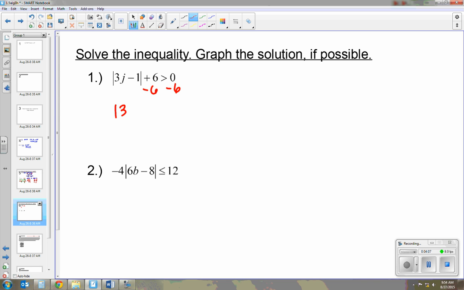So the absolute value of 3j minus 1 is greater than negative 6. Now we have to be really careful when we see a negative. Remember, absolute value always has to be a positive number. So if we put any number, positive or negative at all, it will always come out to be positive. And a positive number is always greater than a negative number. So in this case, we don't even have to write an inequality, because we know that it will always be greater than. So this one is going to be all real numbers.